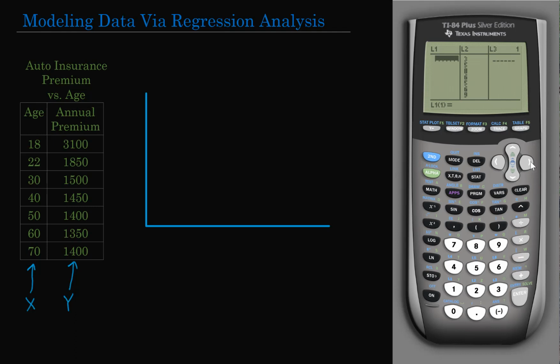Then you want to come over to list 2, so I'm going to do right arrow, up, and I want to clear list 2. Now that I have my lists cleared, I'm going to left arrow over to list 1. List 1 I will always use as my X value. List 2 I will always use as my Y value. So for my X value, I'm going to start entering in the data.